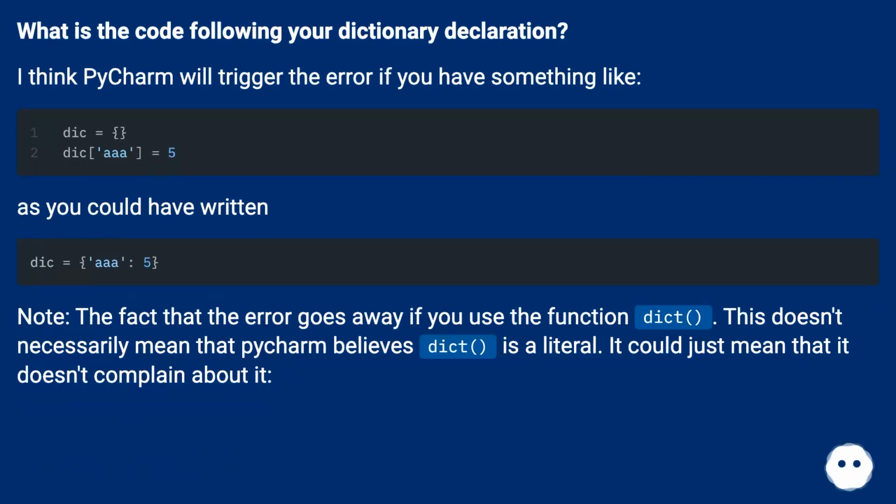What is the code following your dictionary declaration? I think PyCharm will trigger the error if you have something like this, as you could have written. Note the fact that the error goes away if you use the function dict. This doesn't necessarily mean that PyCharm believes dict is a literal. It could just mean that it doesn't complain about it.